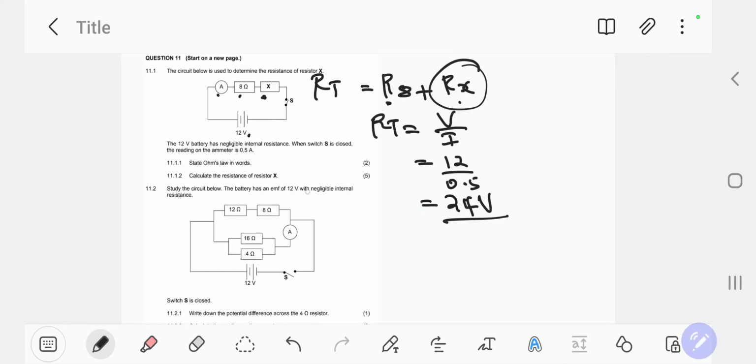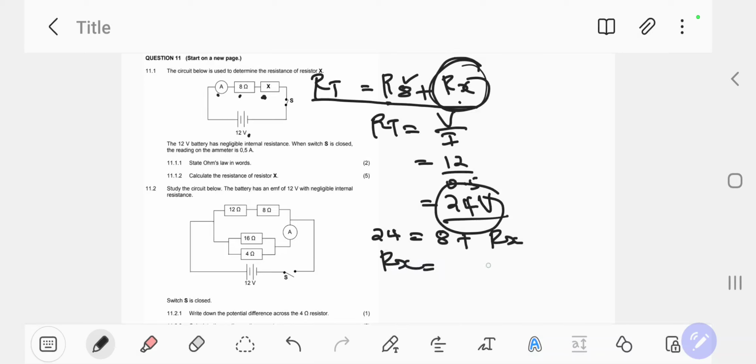So you have the total resistance of the circuit. Now substitute this into the formula: 24 equals 8 plus Rx. Make Rx the subject of the formula. 24 minus 8 is 16 ohms. So Rx is 16 ohms. We're done with 11.1.1 and 11.1.2.